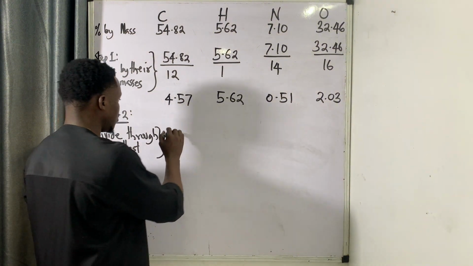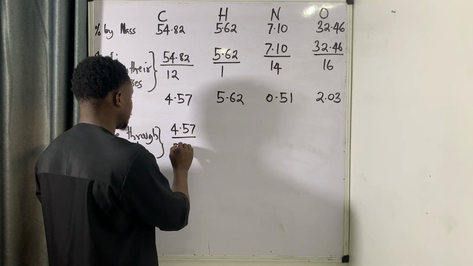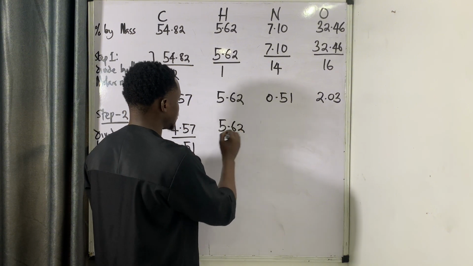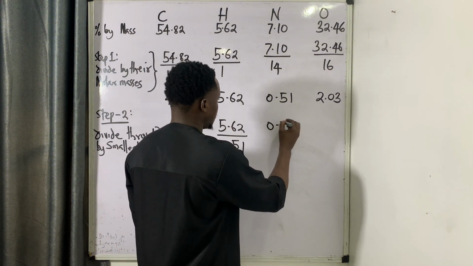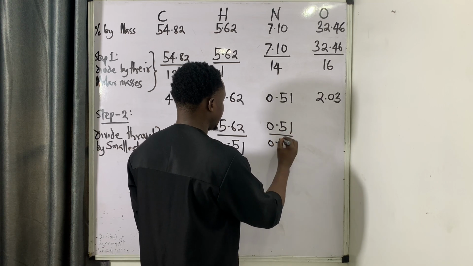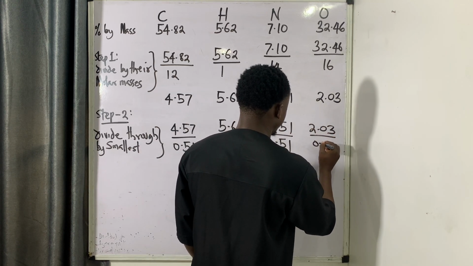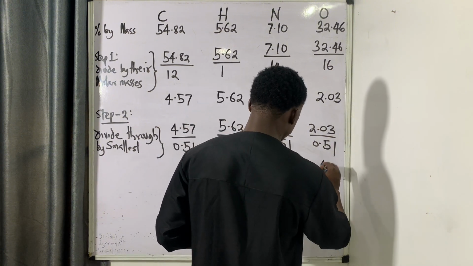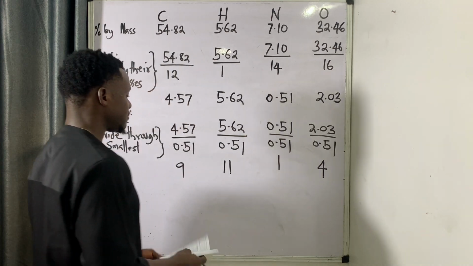Now when you do that, this becomes 4.57 divided by 0.51, 5.62 divided by 0.51, 0.51 divided by 0.51, 2.03 divided by 0.51. So this will give us 1. This will give us 4, approximately 11, and 9.